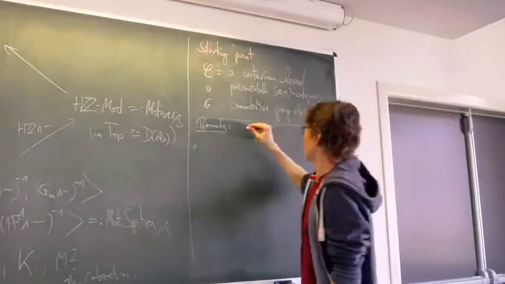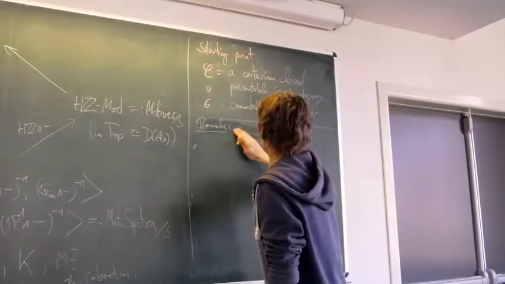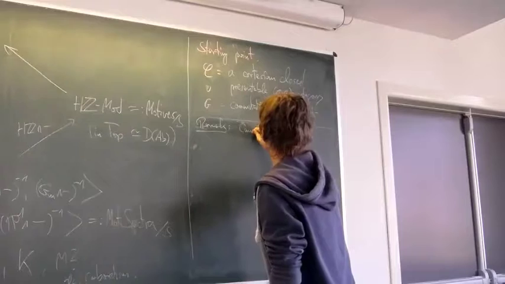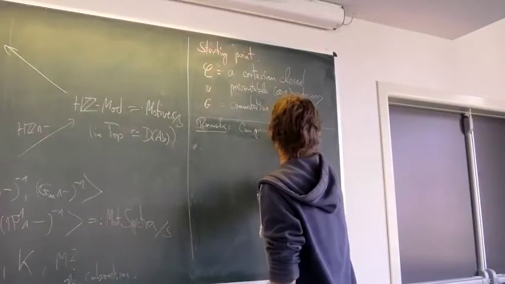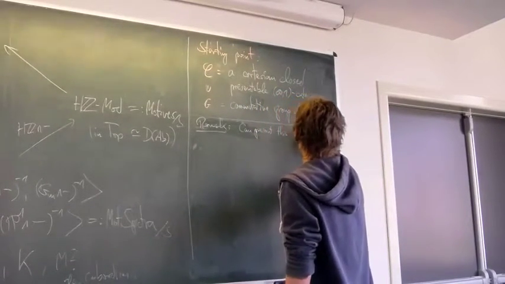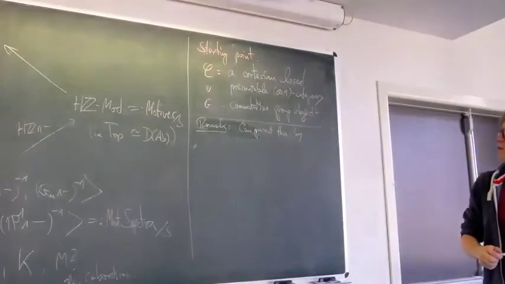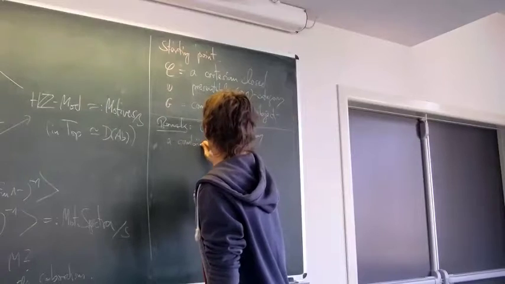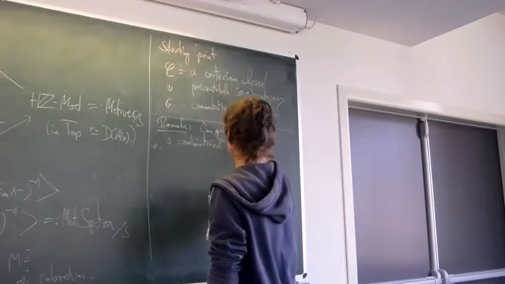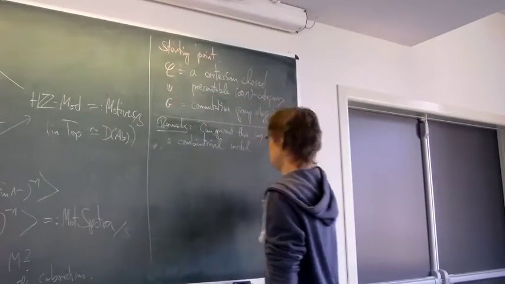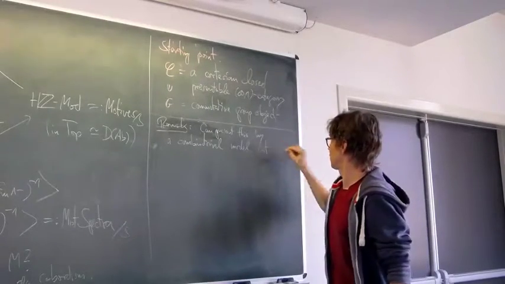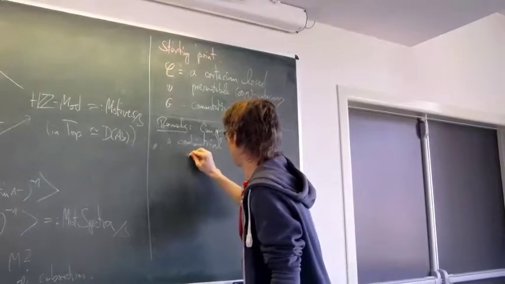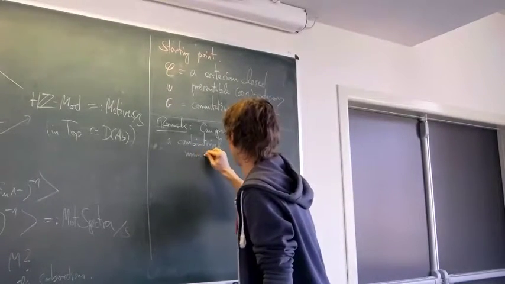So we can always present such a C by a Cartesian combinatorial model category. That's just for people who know what it is. Others can stop taking notes. Cartesian means monoidal for the product monoidal structure.